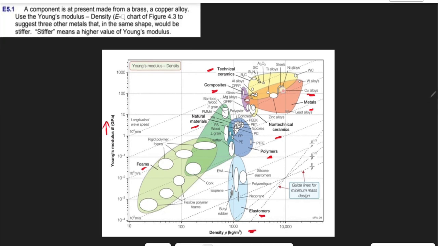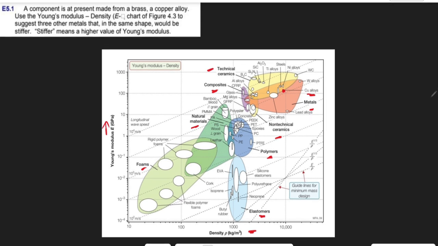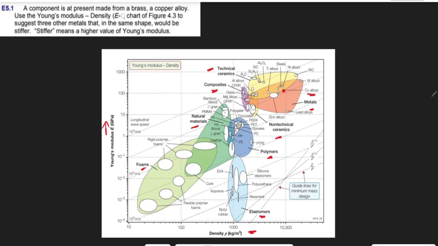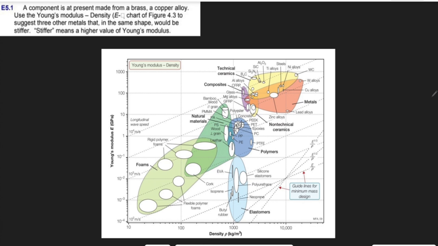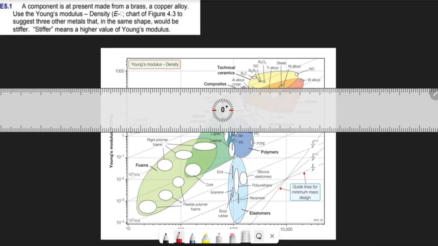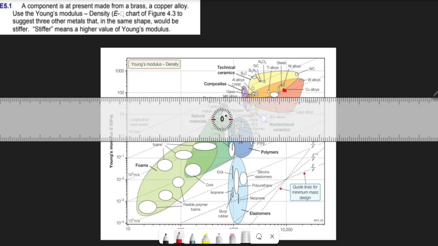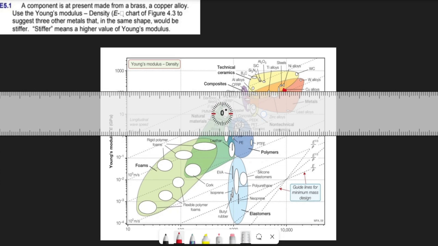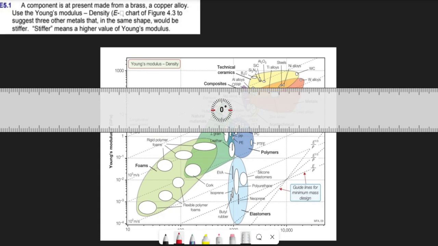So I can just shade copper alloys to make them visible. Now all we have to do is get our ruler. You get your ruler, place it at 0 degrees and place it just above copper alloys. So I'm placing it just above copper alloys, and we are looking for metals, only metals.